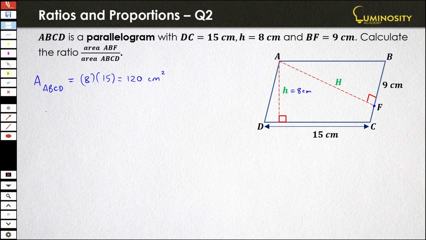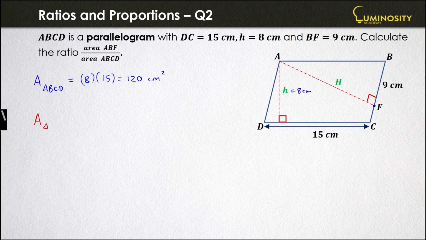Next we're going to work out the area of triangle ABF. So now let's look at triangle ABF. I'm going to pull it out here on this diagram. Here's AF, right angle, that's capital H as the length, and then BF was given as 9 centimeters. Do we know the length of AB? Well, this is a parallelogram after all, and the properties of a parallelogram say that opposite pairs of sides are equal in length. So AB must be 15 centimeters.